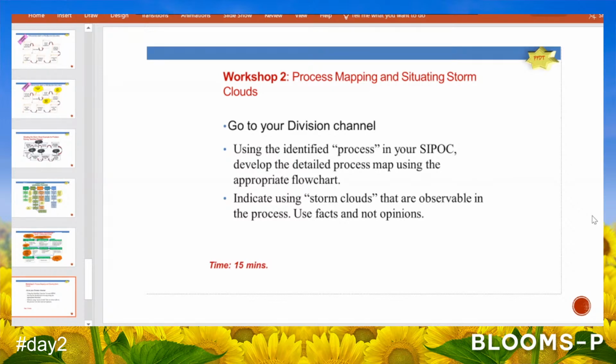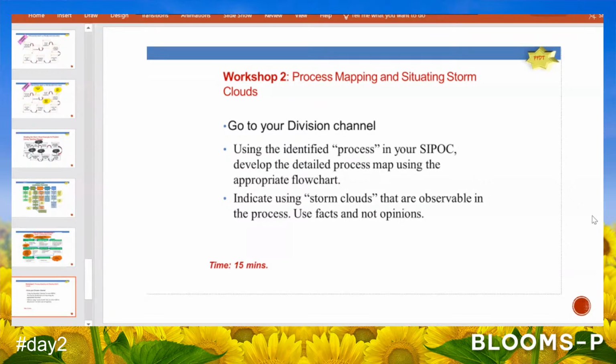Okay, let's have another workshop. This time, it's process mapping and situating storm clouds. Okay, I want you to go back again to your team. You have to use the identified process in your CPOC. You have already the identified process in your CPOC earlier. Develop the detailed process map using the appropriate flow chart. So indicate using storm clouds that are observable in the process. Use facts, my friends, and not opinions. Take note of that.